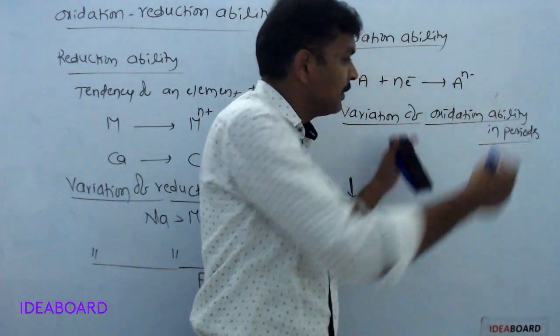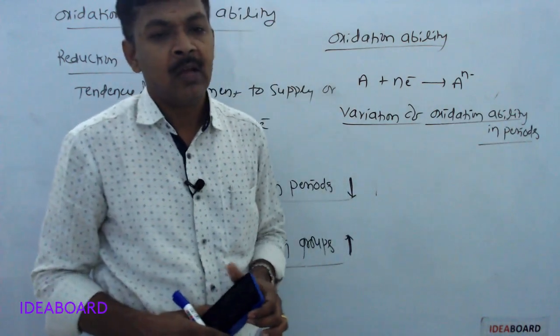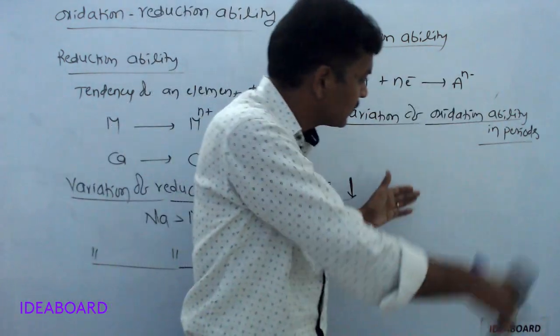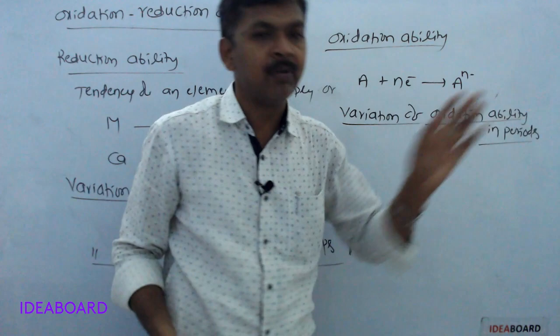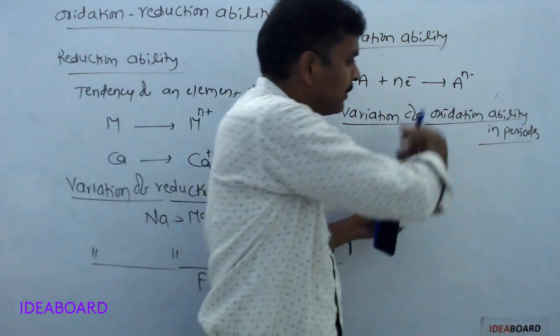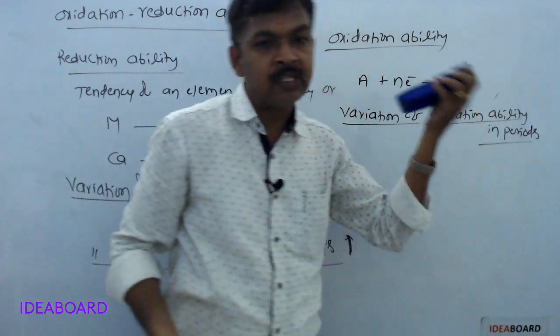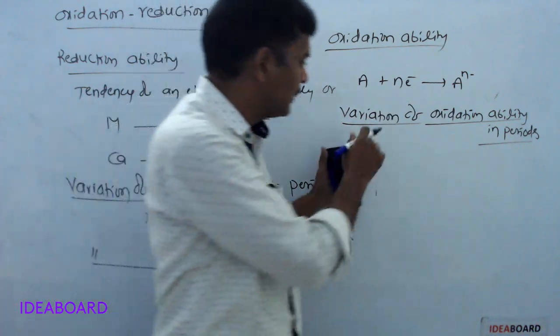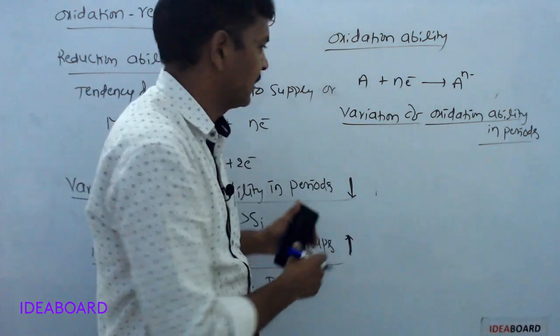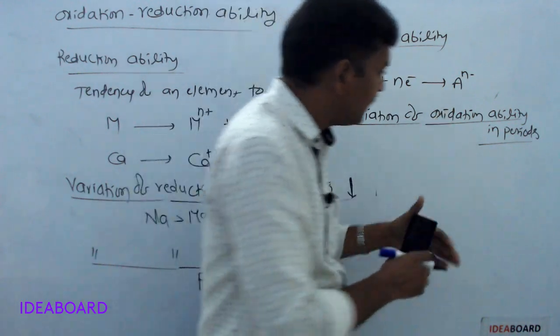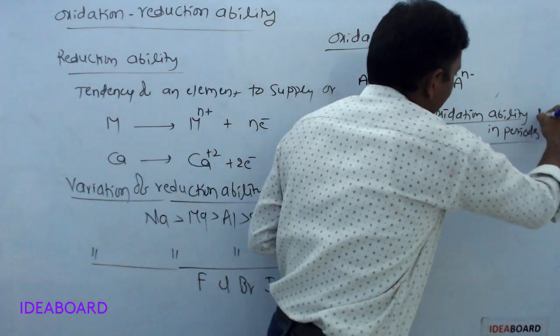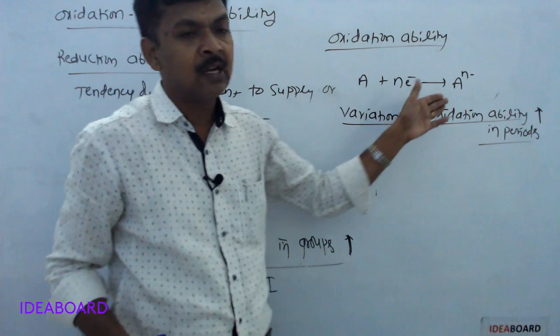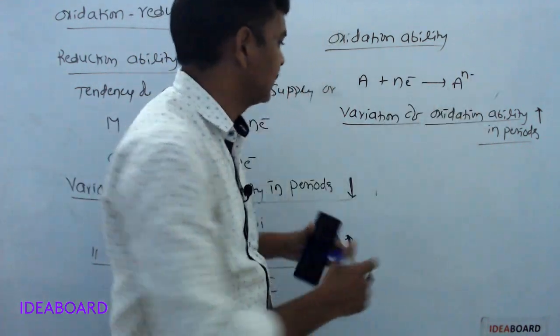So halogens are the best oxidizing agents. They have the best oxidation ability. Zero group elements are there last, but zero group elements have a stable configuration. They do not lose or gain the electrons. Halogens are the best oxidizing agents. So in periods, left to right, the tendency to gain the electrons increases.